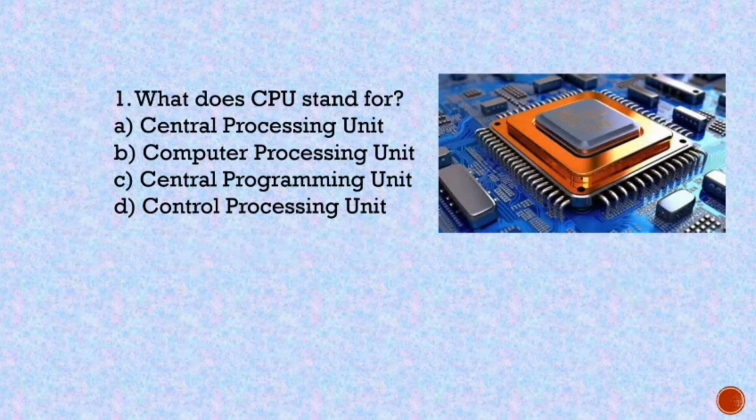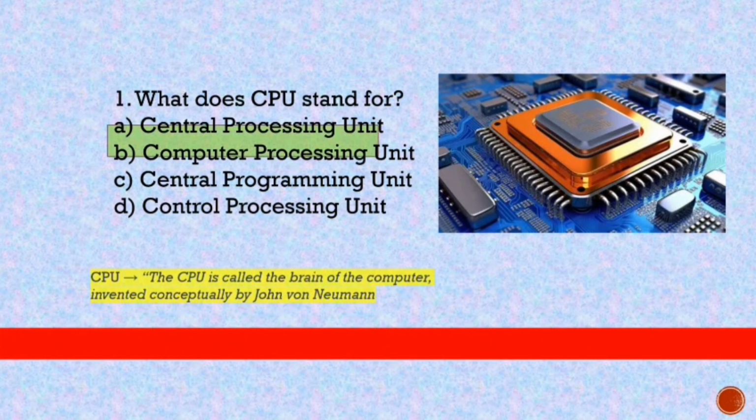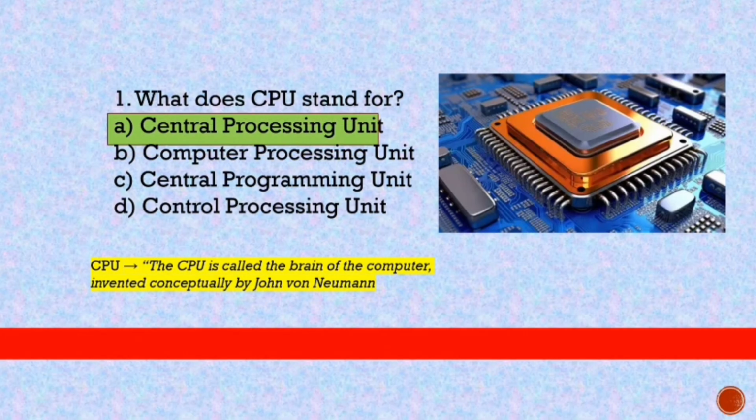A. Central Processing Unit, B. Computer Processing Unit, C. Central Programming Unit, and D. Control Processing Unit. So the right answer is Central Processing Unit. Do you know the CPU is called the brain of computer, invented conceptually by John von Neumann.